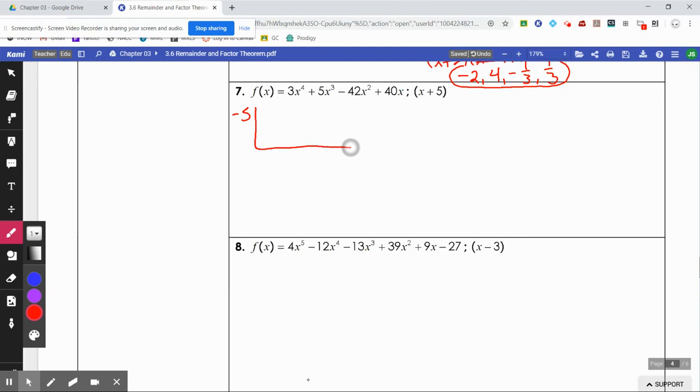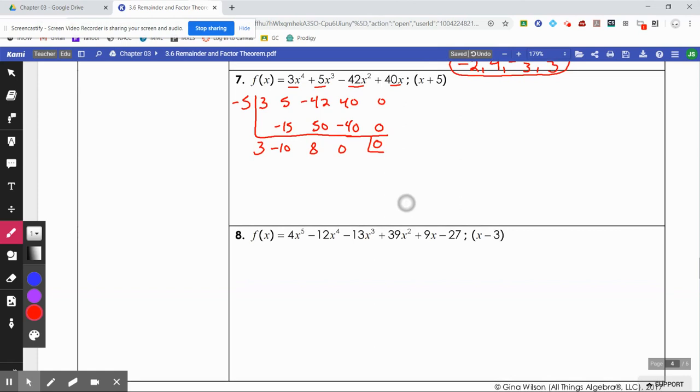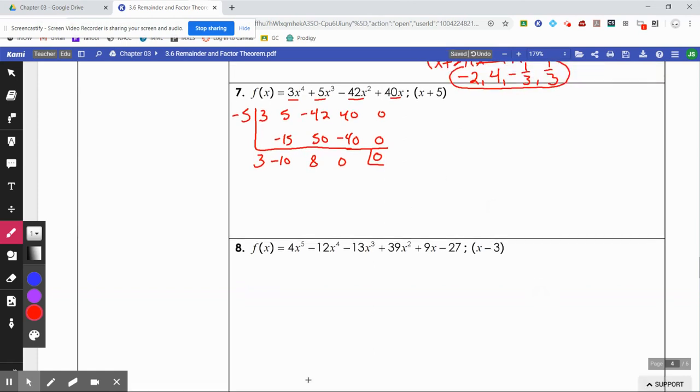Number 7, x plus 5 is a factor. So let's find f of negative 5 by plugging it in there. 3, 5, negative 42, 40, and 0. If you wanted to, you could actually have factored out an x before you even started. Either way. So you now have, bring it down, that's negative 15, negative 10, 50, 8, negative 40, 0, 0, 0. Which gives you, we divided by x plus 5.